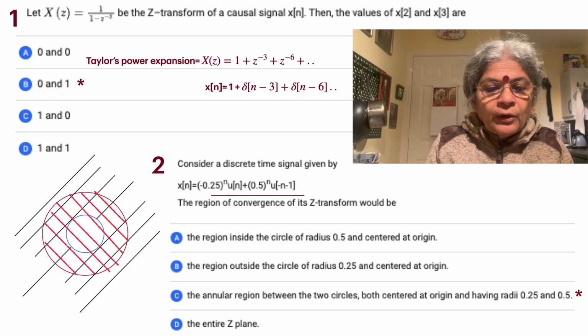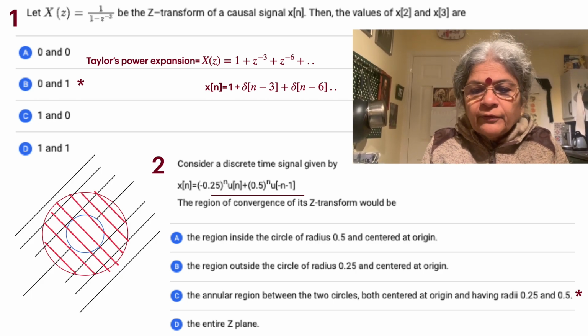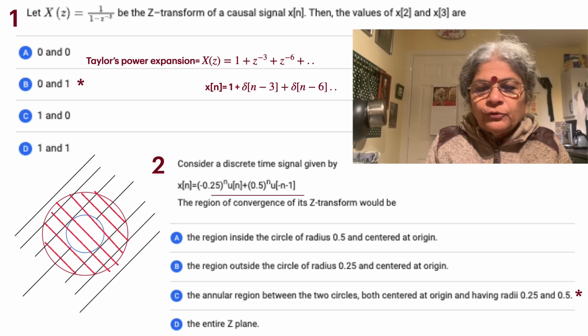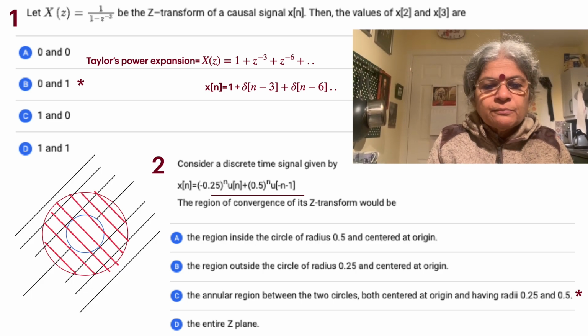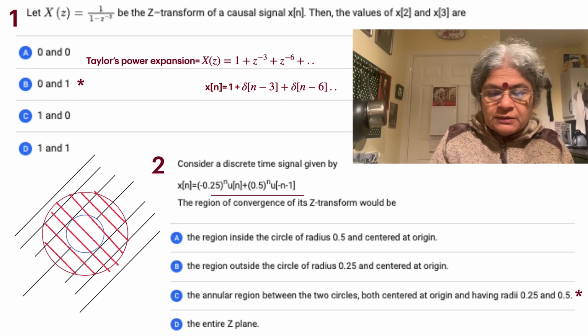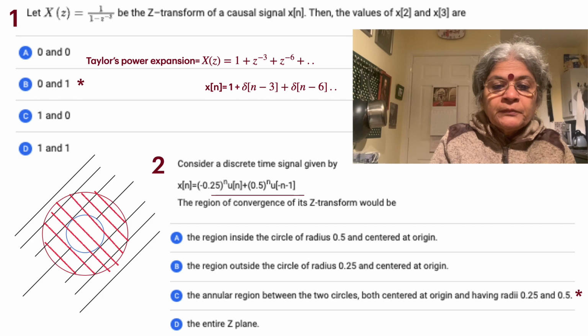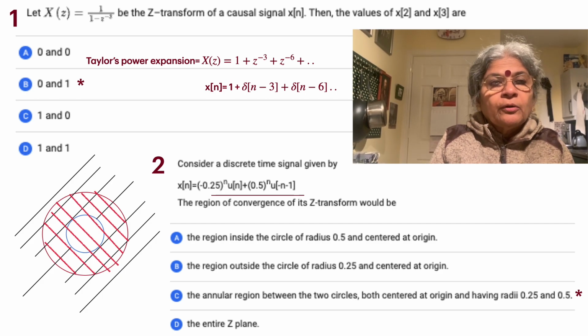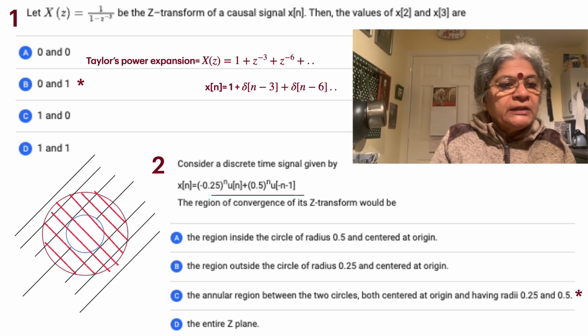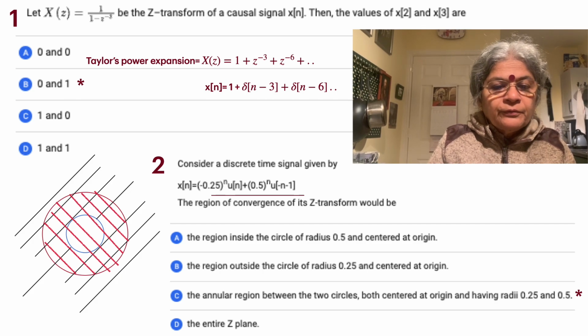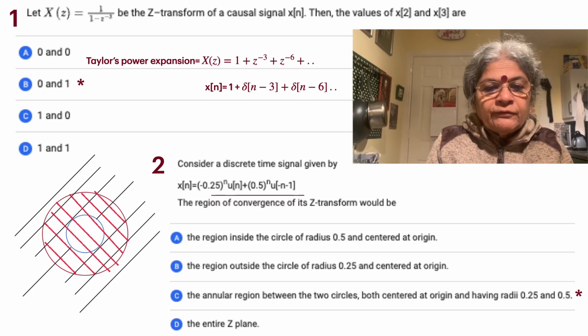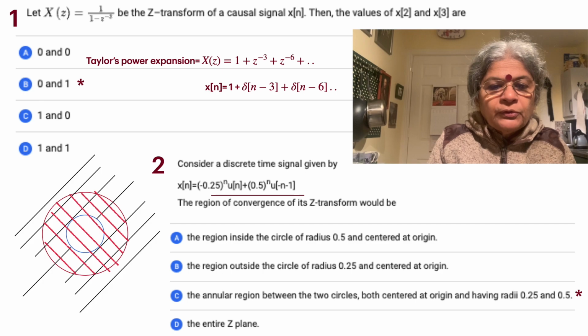So together you have an annular ring between the two circles, both centered at the origin, with radii 0.25 and 0.5 respectively. I suppose this is clear. The circles are shown, and option C is the correct answer. The others always talk about only one of the signals as such. A talks about the left-sided signal, B talks about the right-sided signal.